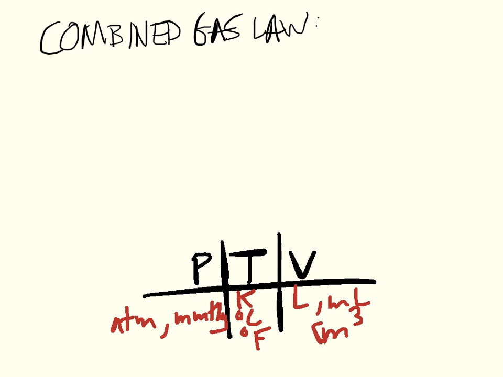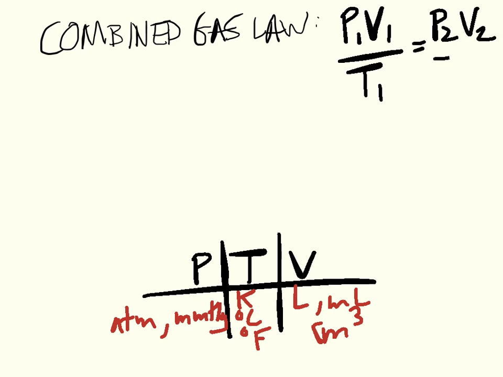So, just to refresh ourselves, the combined gas law, which is on the back of your periodic table, says P1 V1 over T1 equals P2 V2 over T2. This is the equation you need to solve any gas law problems that are not dealing with ideal gases.